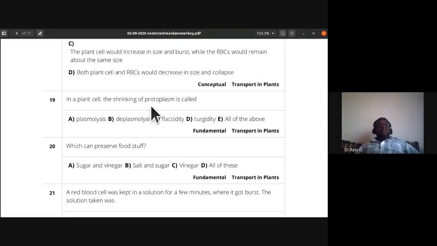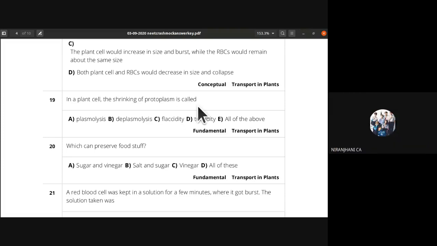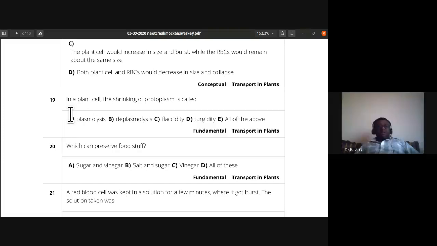In a plant cell, the shrinking of protoplasm is called. What do you call the shrinking of protoplasm in a plant cell? Plasmolysis. Yes, we call it as plasmolysis. So A is the answer.